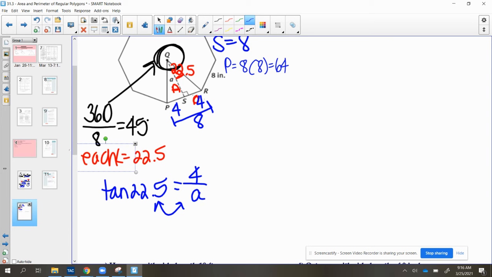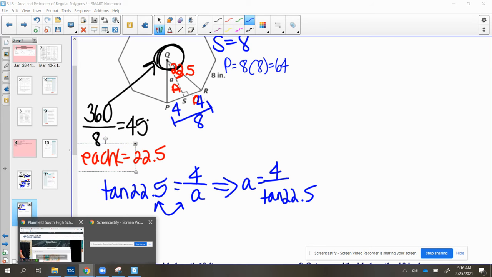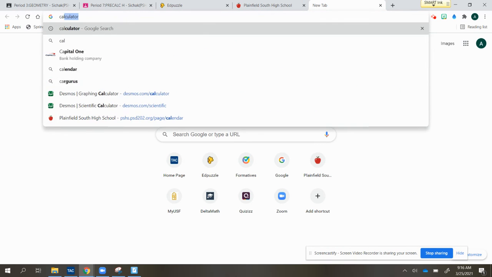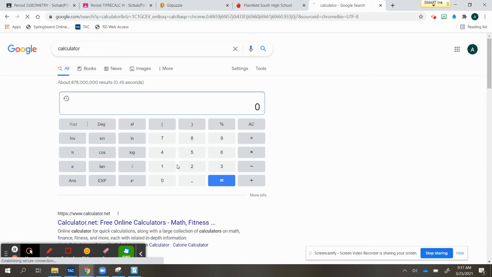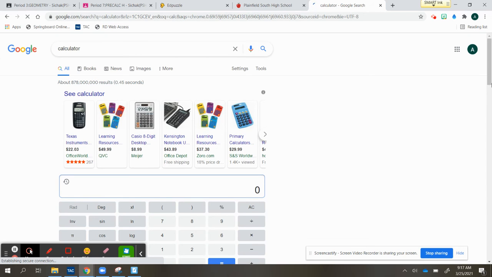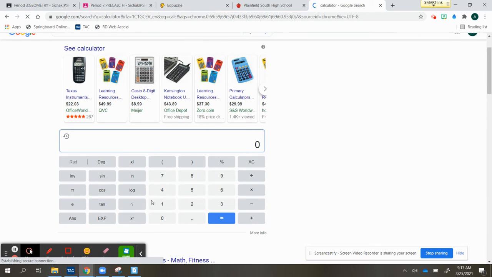So switch and divide. We're going to get that the apothem equals 4 divided by the tangent of 22.5. Now, something that you are going to want to do is make sure that your calculator is in the correct mode. Remember, we like degrees mode, not radians mode. So you want to make sure that DEG is highlighted. So then 4 divided by the tangent of 22.5.